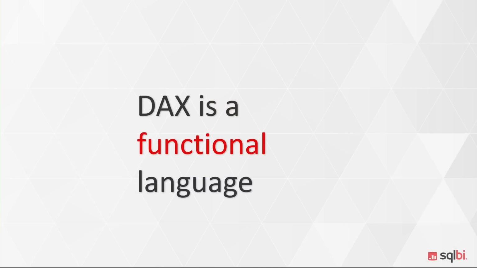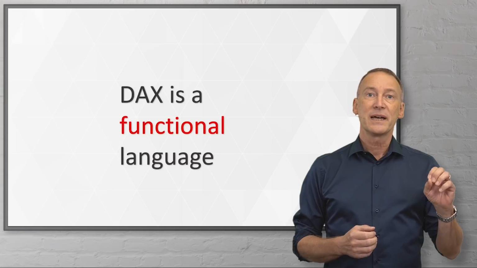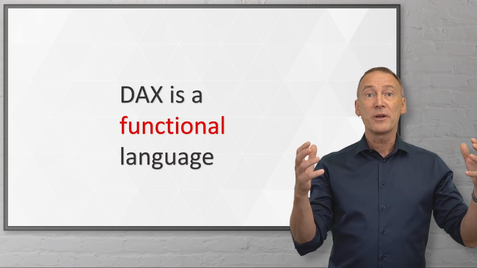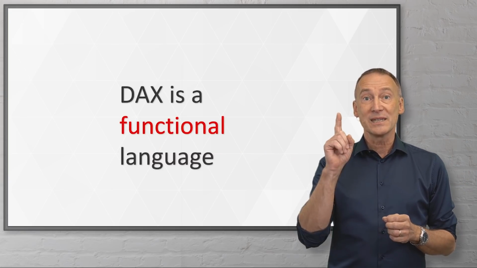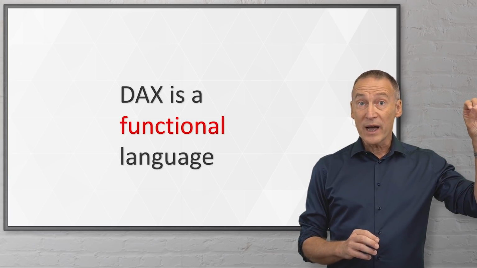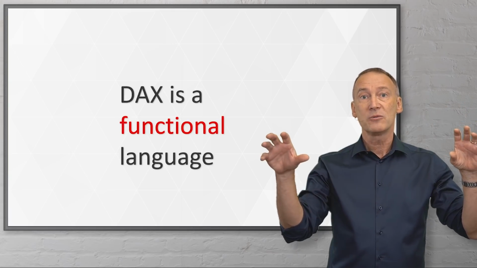DAX is a functional language. Being a functional language means that no matter how complex your code is, the entire expression that you write is just a single function call. So there's always one function that calls other arguments, and the number of functions that are being called and the way they are arranged in your code defines the flow of execution.